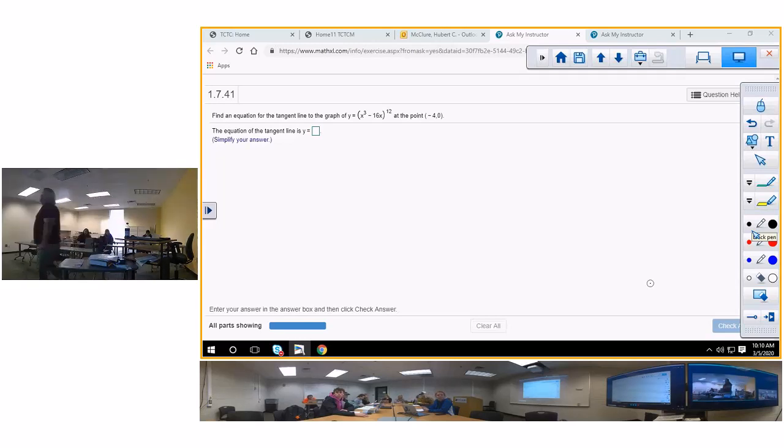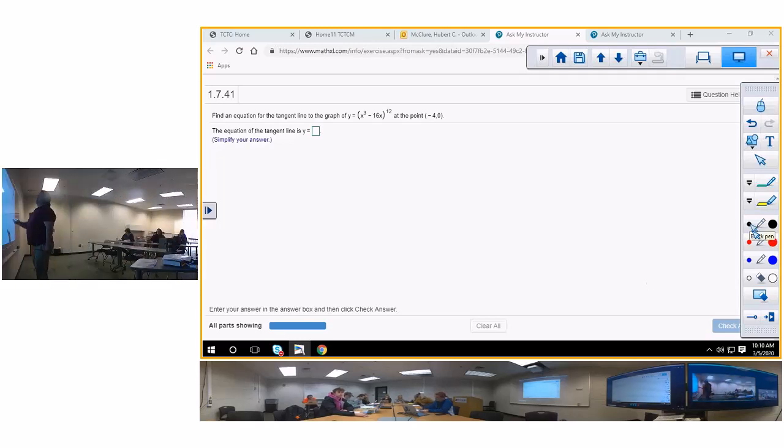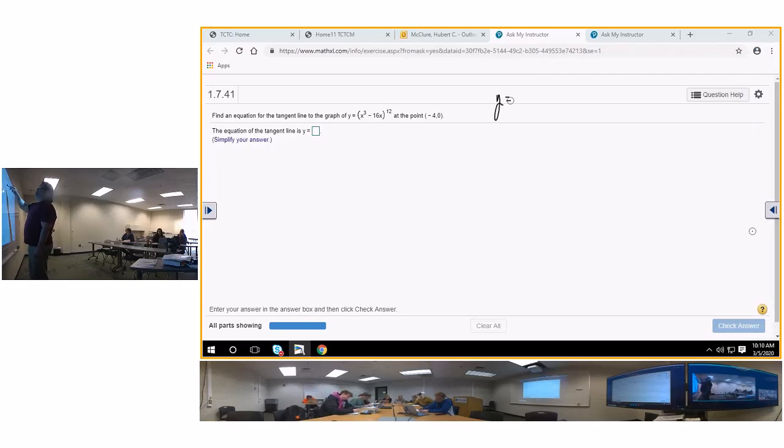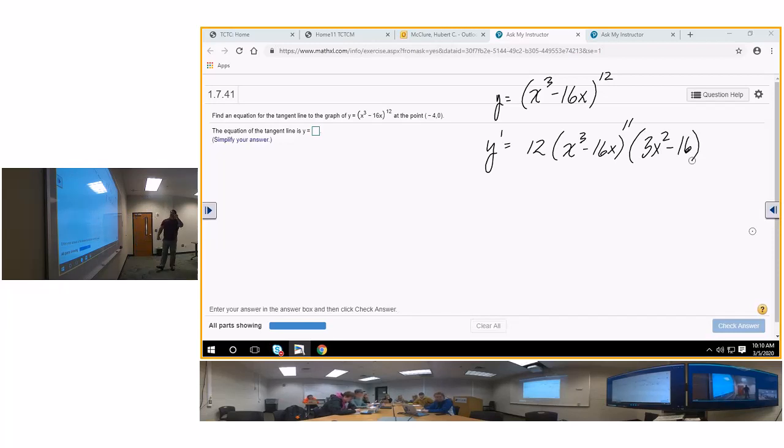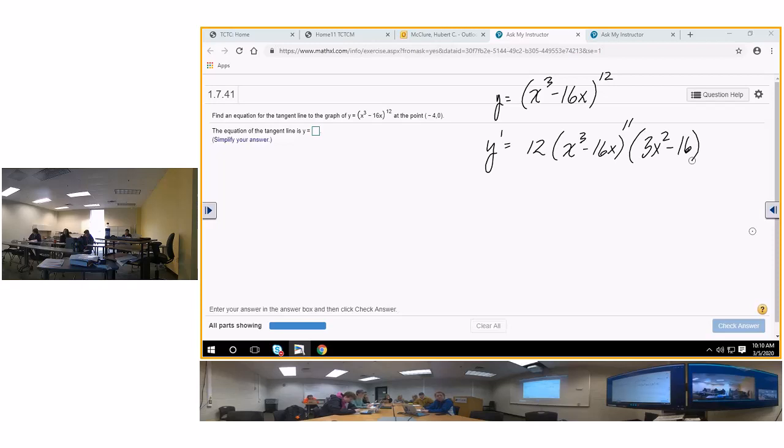All right, so y is equal to x to the third minus 16x to the 12th power. Y prime is equal to 12 times x to the third minus 16x to the 11th power times 3x squared minus 16. That's the chain rule. And really, there's not anything else you can do now except plug in 4 and get the slope at that point. I think that's what they're wanting to do. So let's plug in 4.